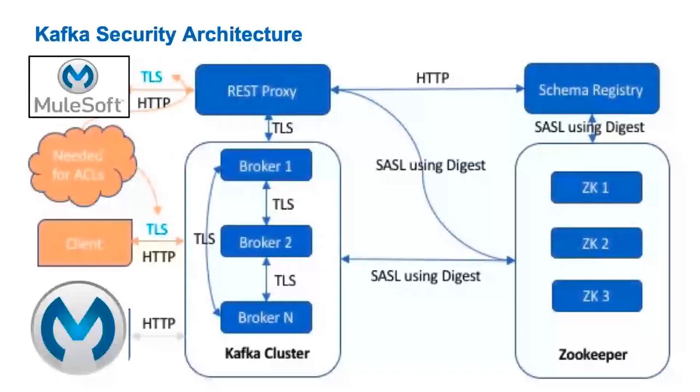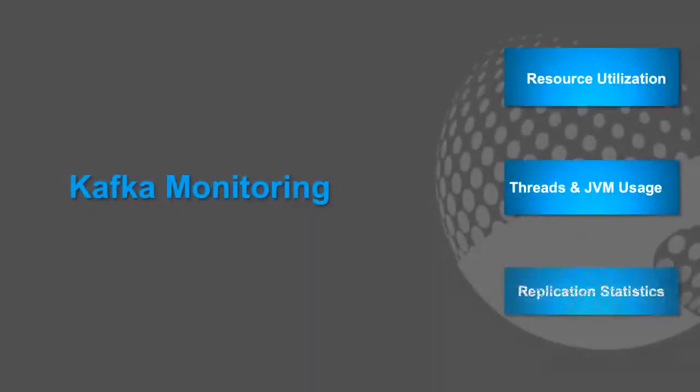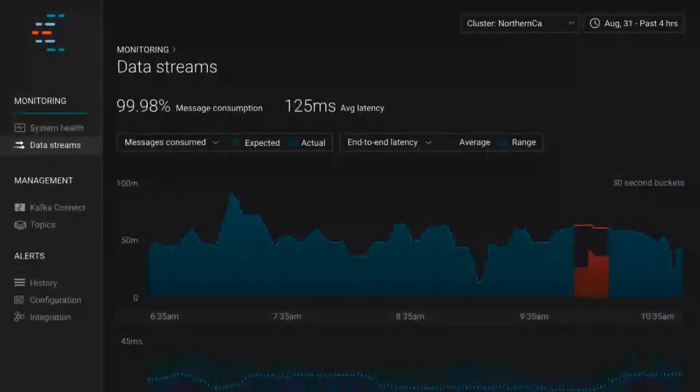Kafka monitoring. There's a little army of companies building Kafka monitoring solutions, resource utilization, threads and JVM usage, and replication stats. Here's an example of some monitoring technology, and you can see measuring this and measuring the queues going in and the average latency of messages going across. And this is fun eye candy for customers to say, hey, we're doing 10,000 messages an hour, and that's kind of exciting to see that.